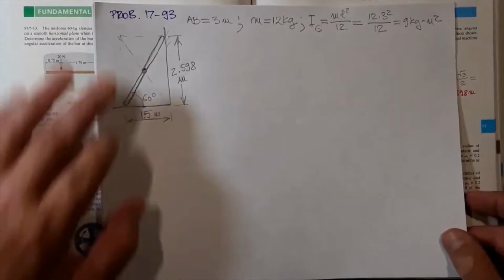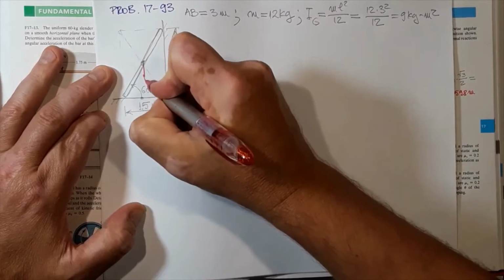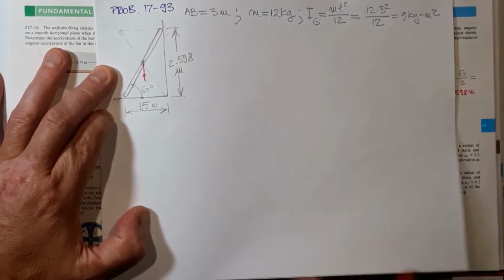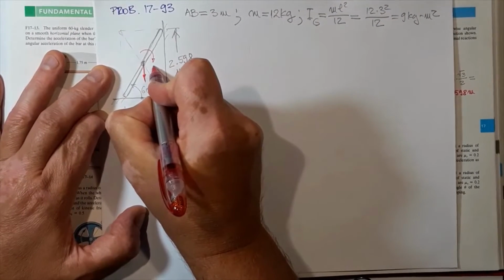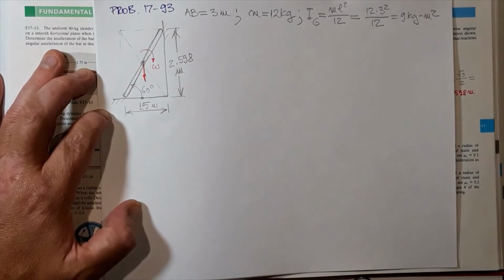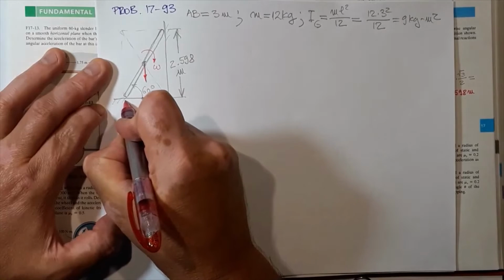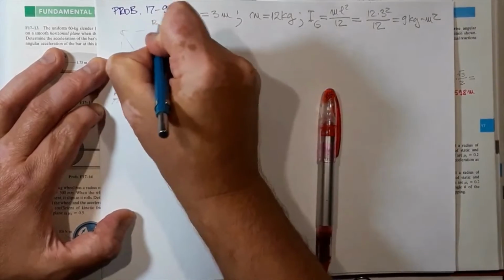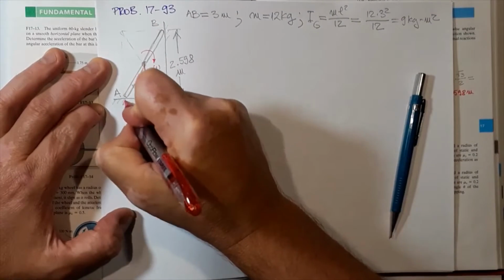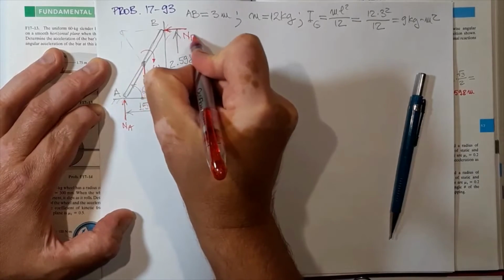I have here a drawing for the problem, and the motion is in a vertical plane, so we have weight that's causing the sliding of the bar. We're told, and it's expected, that omega is clockwise. And then we just have normal reactions at A and B, so we have normal force at A and normal force at B.